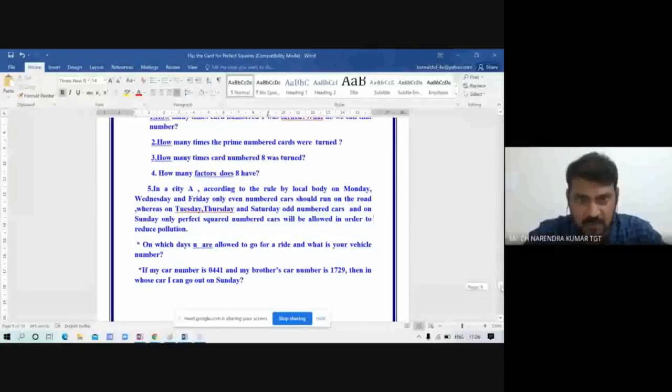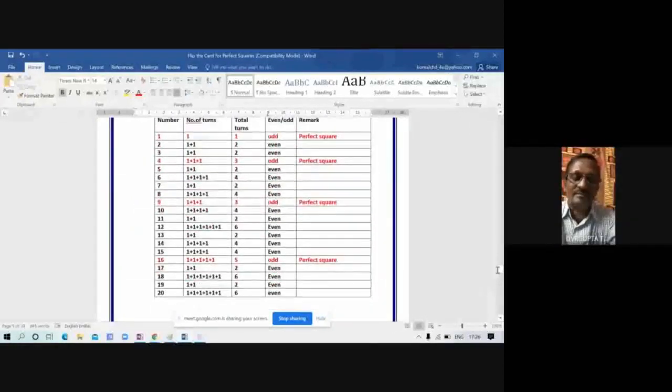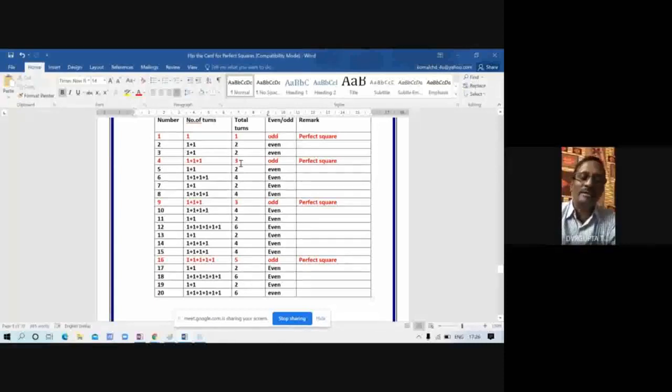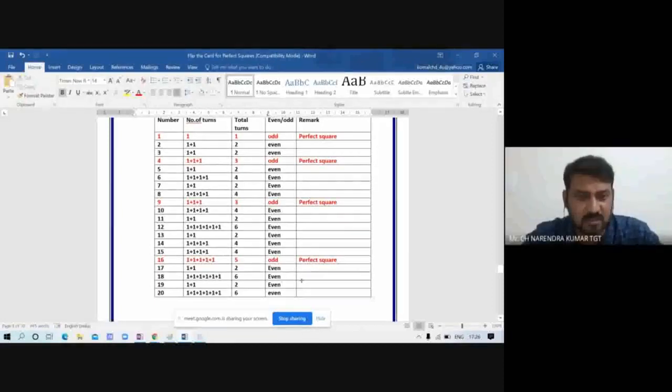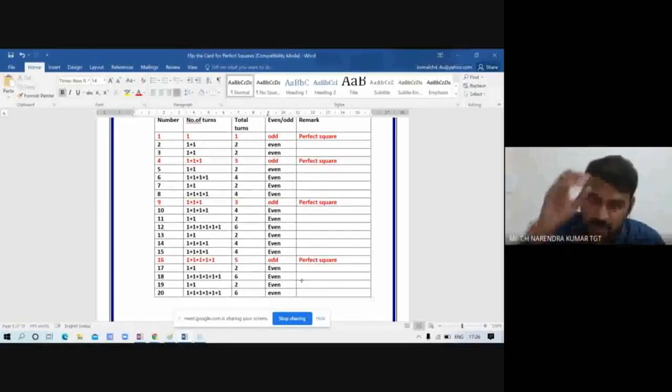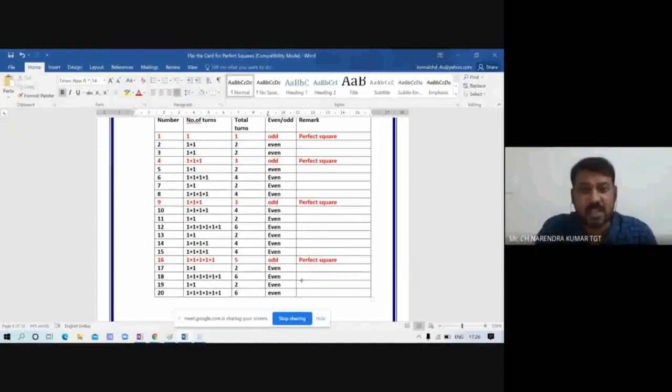I will show the tables. The condition for a perfect square. See, sir, for a perfect square you will always get an odd number of terms only. Then what about 16? It is repeated 5 times. It is also an odd number. Yes, odd number only, sir. All numbers repeated an odd number of times are perfect squares. For perfect squares you will get an odd number of factors only, sir. Each term is nothing but a factor. Term means one factor.